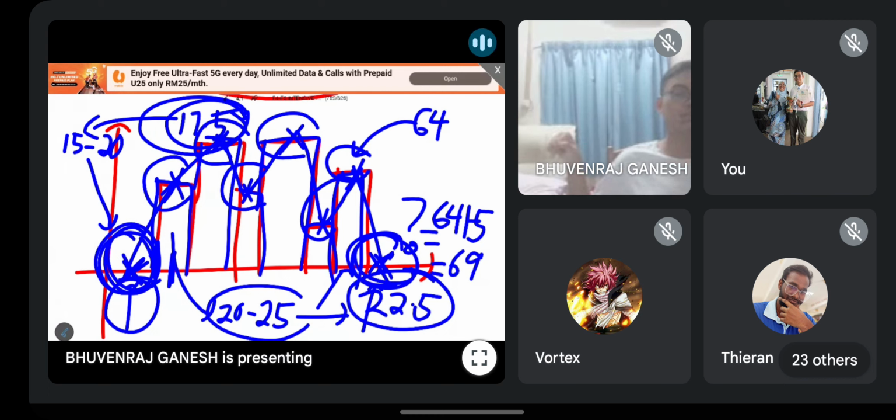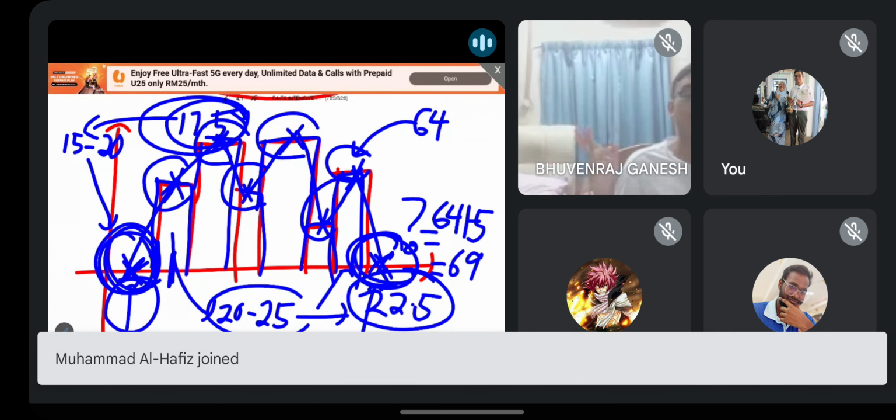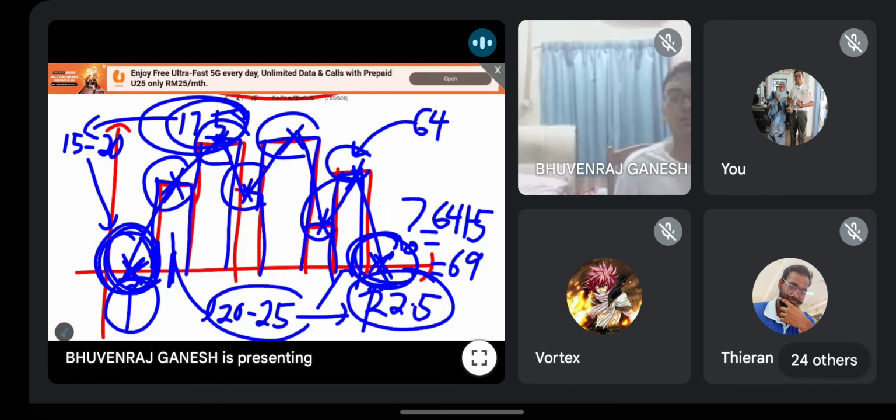So make sure the two points that touch the x-axis for the frequency polygon are the midpoint. Not SA or SB or LB UB. Okay? It is the midpoint. So basically the graph looks like this. All of this is about frequency polygon and histogram.